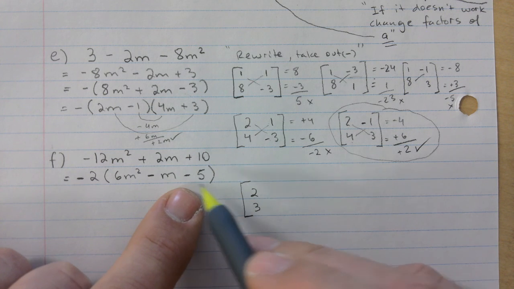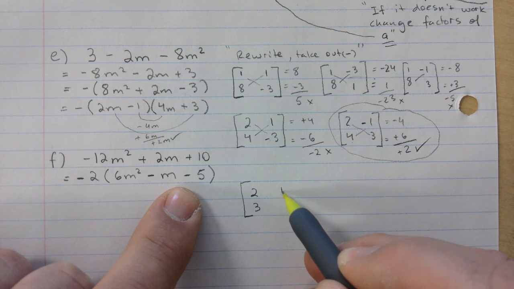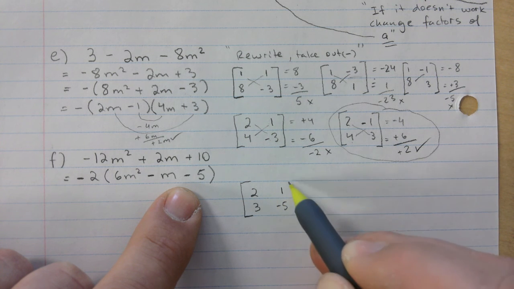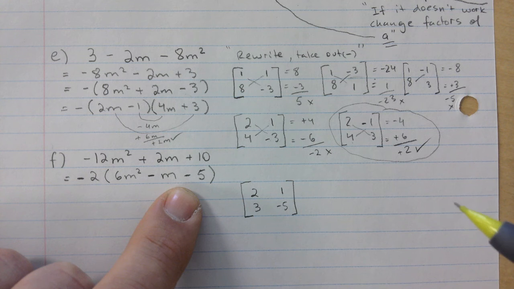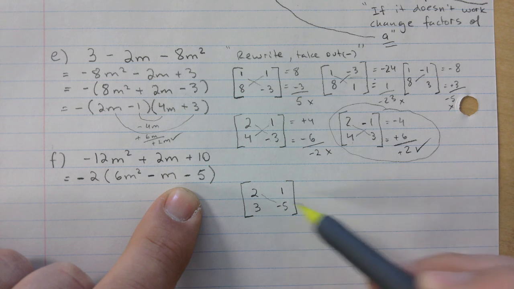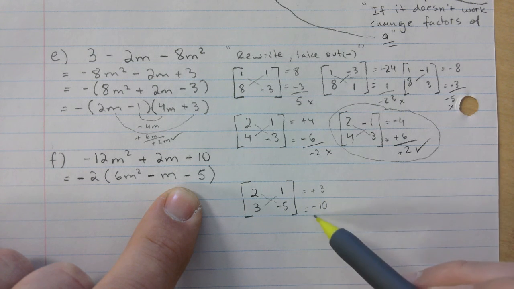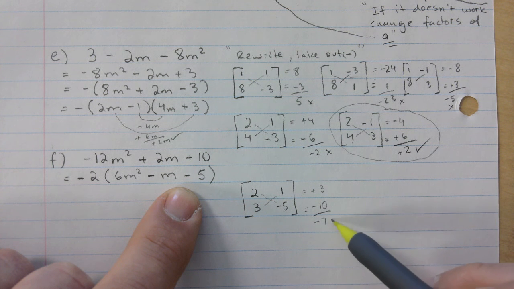And remember, if C is negative, they're going to have opposite signs here. So I'm going to try 1, -5. See if that works. And this is going to be faster after a while, right? So that gives you -10. And that gives you +3. You get a -7 out of that. Doesn't work.